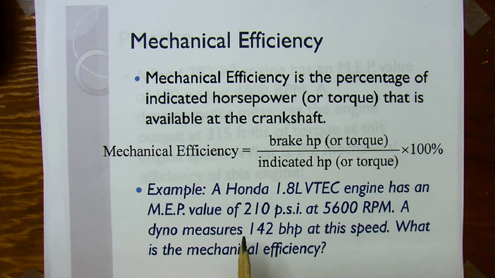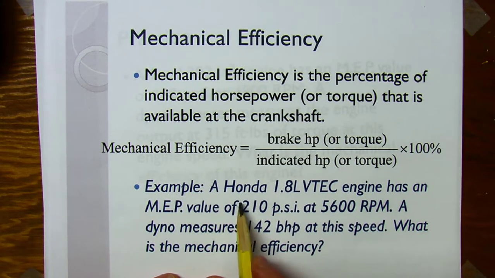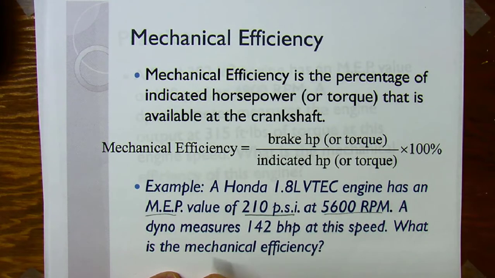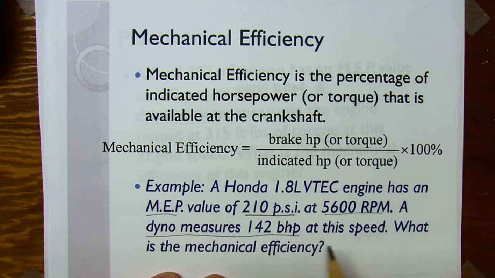So let's do a problem here. We've got a Honda 1.8 liter VTEC engine. It has a mean effective pressure of 210 psi at 5,600 RPM. A dynamometer measures 142 bhp. You know what B stands for now, right? You'll see that all over the place now that you know what it means. Some people think that means base horsepower. That means brake horsepower, as we've just seen. Engine dyno measures 142 brake horsepower. And so my question is, what is the mechanical efficiency?